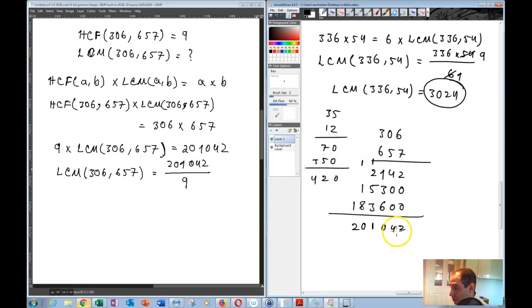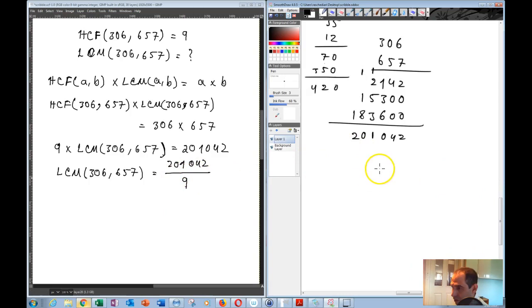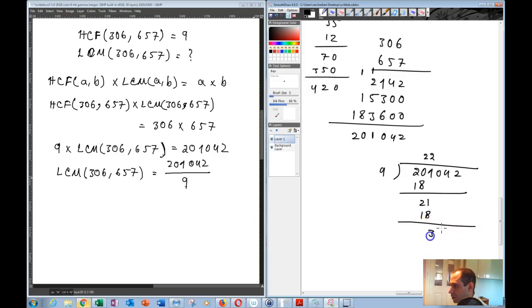I don't know if this number is divisible by 9, let me see: 4 plus 2 is equal to 6, 6 plus 3 is equal to 9. So it can be divisible by 9. So 201,042 divided by 9: 2 times 9 is equal to 18, 21. 2 times 9 is equal to 18 and 3, 0. 3 times 9 is equal to 27, and 3, 4. 4 times 9 is equal to 36. 3 times 9 is equal to 27, and a 7, and a 2.